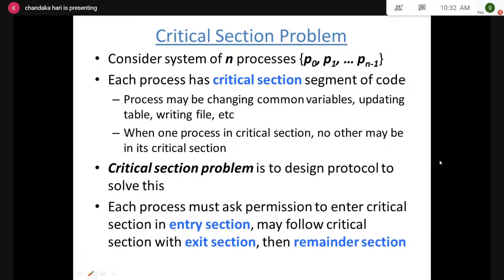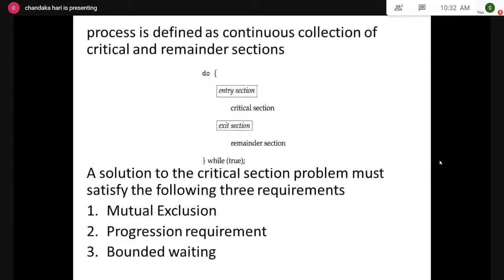Whenever the CPU becomes idle, you need to select one job from the ready queue, supply the CPU, and keep the CPU busy at all times. So first of all, you need to give first priority to the processes that are trying to enter into the critical section. And number three, bounded waiting: there exists a limit on each and every process that can be allowed into the critical section.